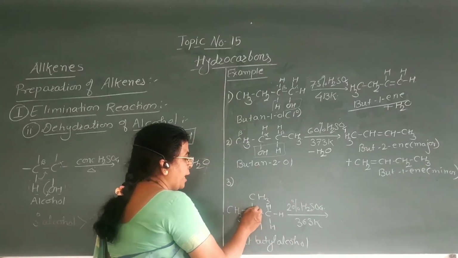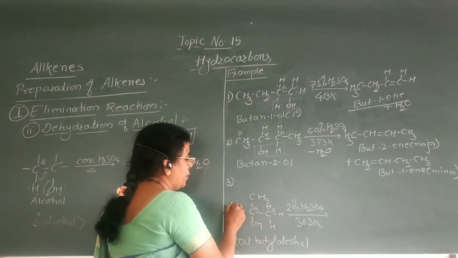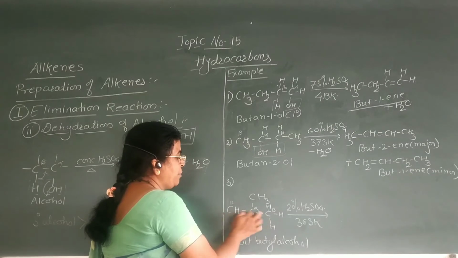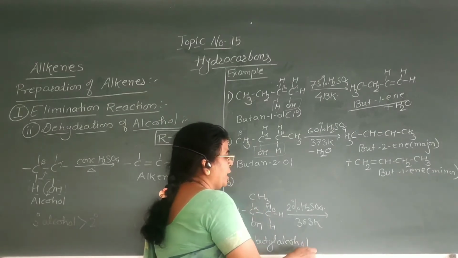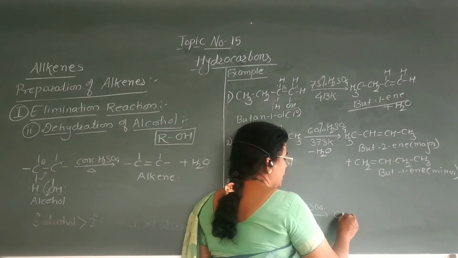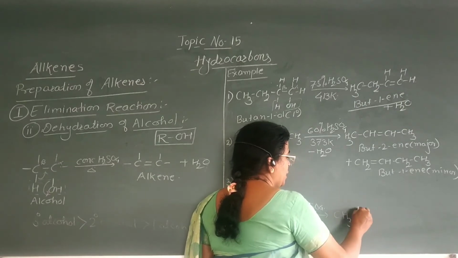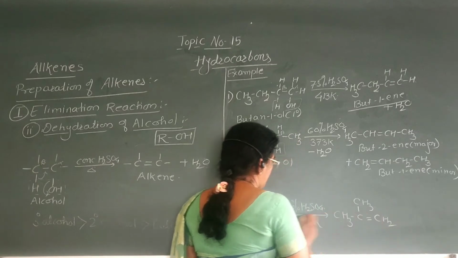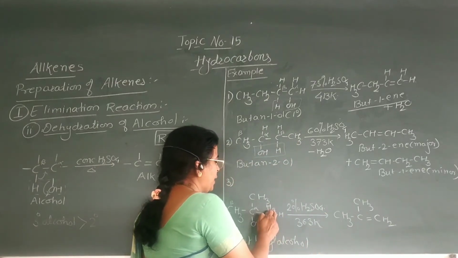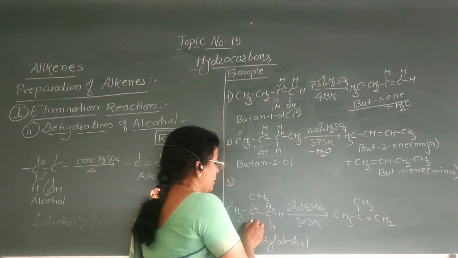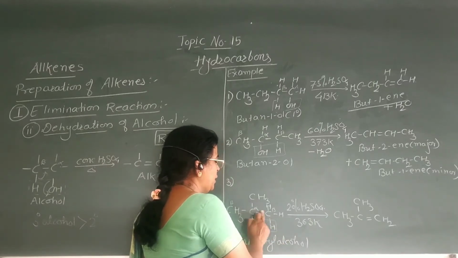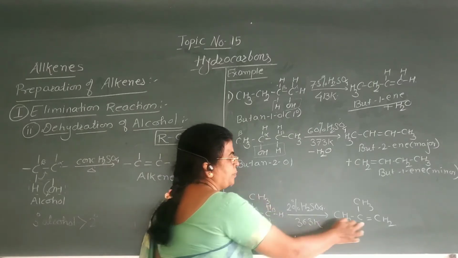Now this is the alpha carbon atom, this is a beta carbon atom, this is also a beta carbon atom, but this is at a symmetrical position and therefore we will get only one product, that is CH3 C CH3 double bond CH2. That is, from this beta carbon atom hydrogen atom is removed and this H2O is removed to form CH3 C CH3 double bond CH2.